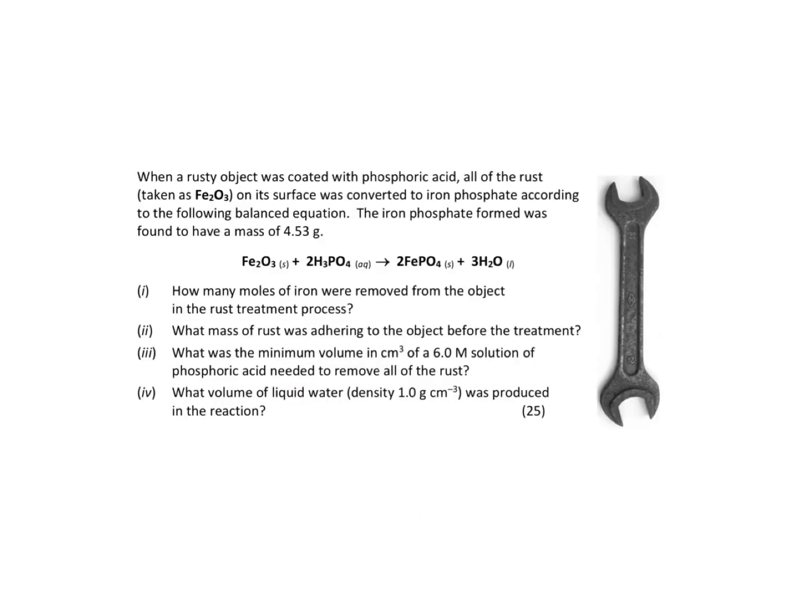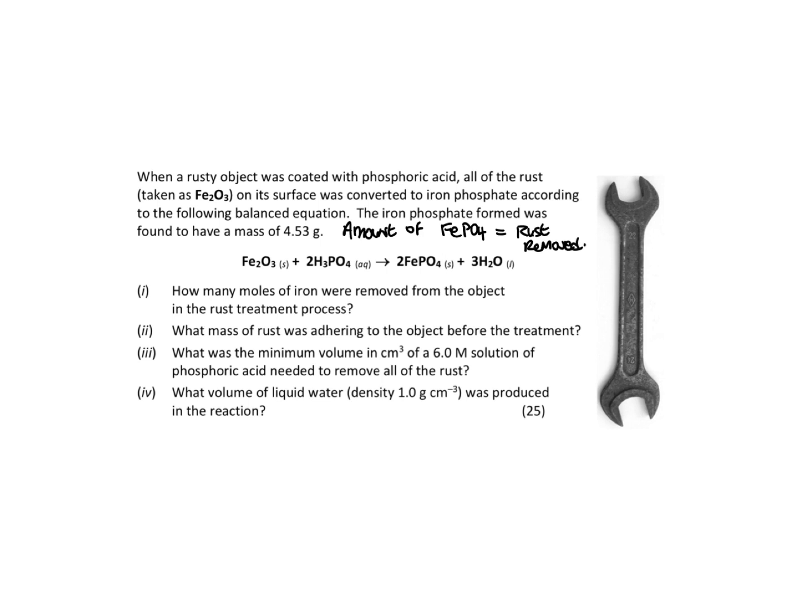Let's take a look at this first exam question. This first exam question is from 2018, question 10, part C. It says, when a rusty object was coated with phosphoric acid, all of the rust in the form of Fe2O3 on its surface was converted to iron phosphate according to the balanced equation. The first thing I will see from here is that the amount of FePO4, which is iron phosphate, is equal to the amount of rust removed. That's the first thing that we can take from that question.